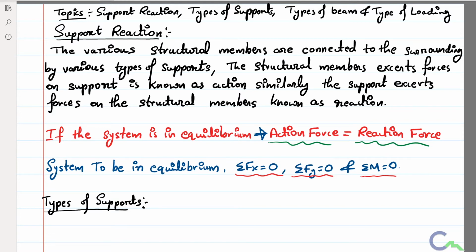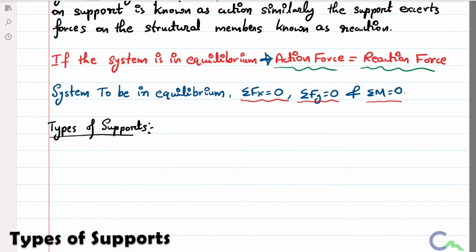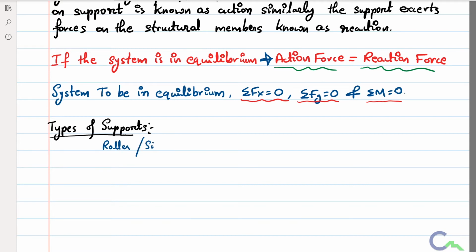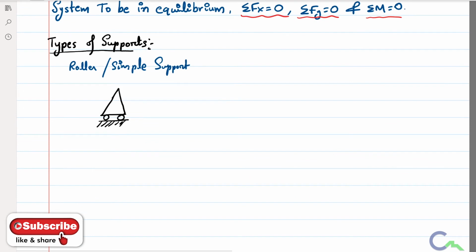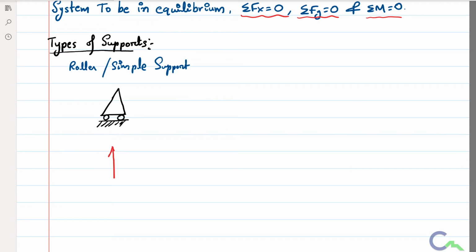So let us discuss types of support. There are mainly three types of support. First one, roller or simple support. The roller support will be represented like this. So if I say roller support, there is only one reaction, that is upward.